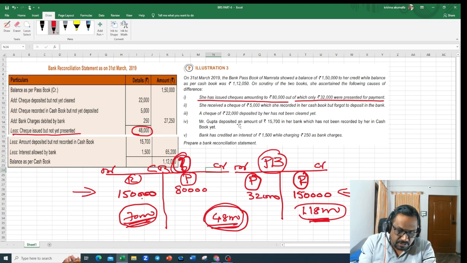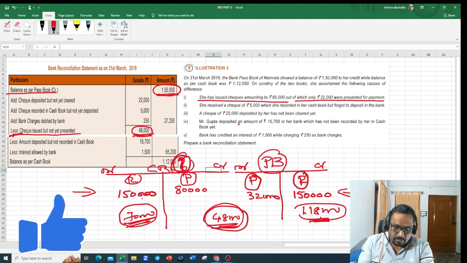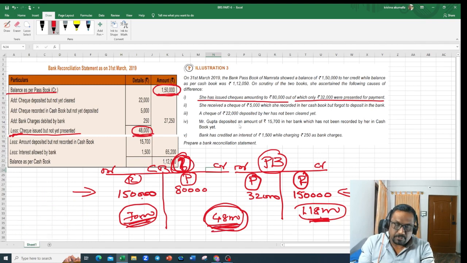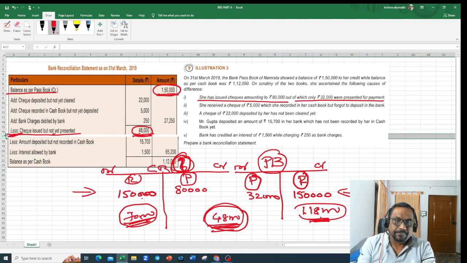Before that, since we took the balance as per passbook, we need to write and put 1,50,000 here. First step. Next step, this 48,000 is the difference. Why am I putting that under the less side? The reason is, when I compare these two balances, which is reduced? The question mark balance is reduced. Since the question mark balance is reduced, I need to less this amount, subtract this amount. So 48,000, I'm keeping it in the less side. Are you clear? Right.